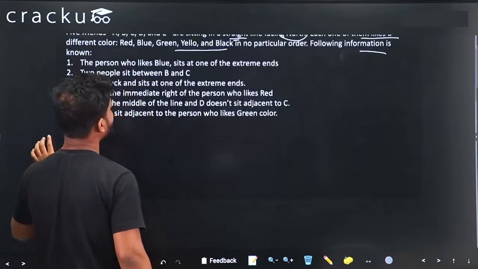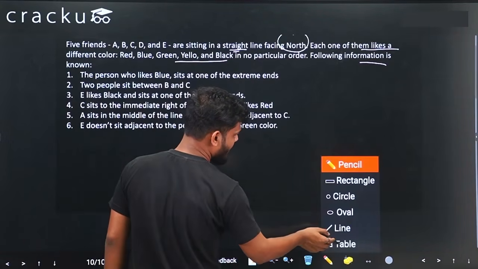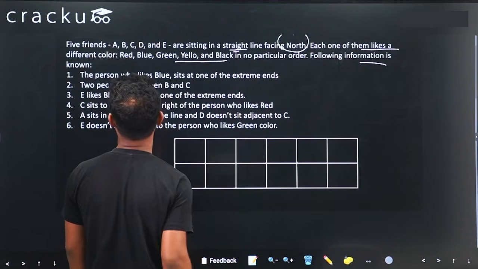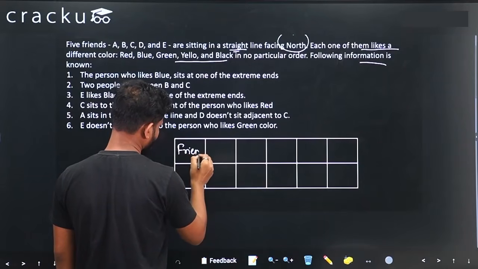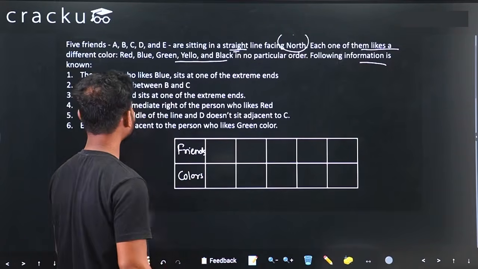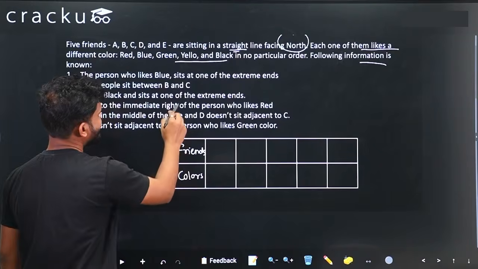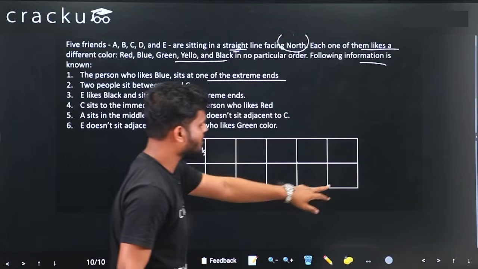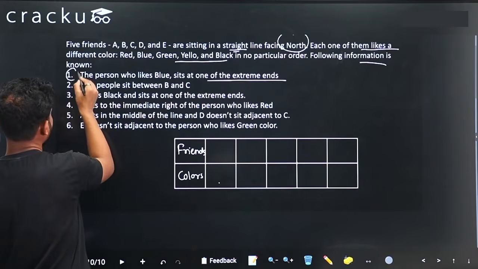Let us first draw the 5 spaces. So my 5 people will be sitting here. So I can say friends and colors. So let us see what is given. The person who likes blue sits at one of the extreme ends. So blue can either sit here or he can sit here. Okay, as of now we don't know. So let us keep this clue on hold.